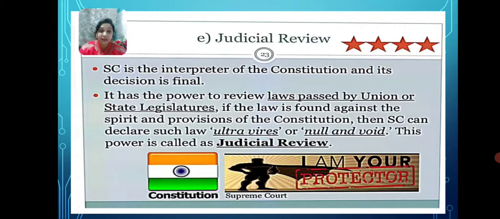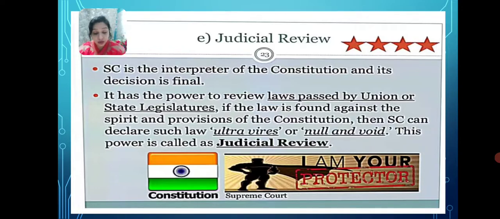In that case, it has the power to review laws passed by the union or state legislatures. Review means what? Reviewing the old rules and regulations, and making new ones or making some changes in them, making the law again, is what judicial review does, in short. So the laws passed by the union or the state legislature, if found against the spirit and provisions of the constitution, then the Supreme Court can declare such law ultra vires or null and void.